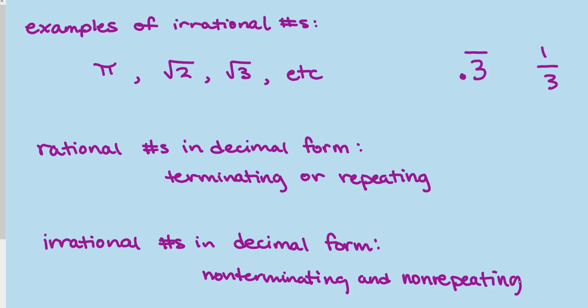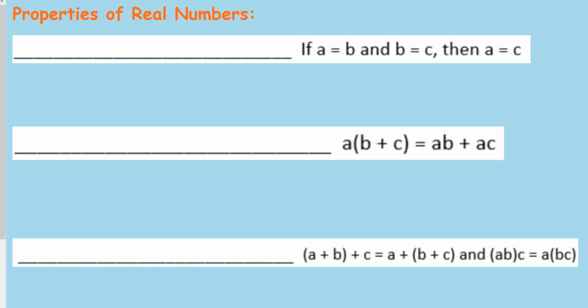Okay, let's move on to part 2 of our lesson. So we're looking at properties of real numbers, and I suspect that you're very familiar with some of this vocabulary, and there might be a couple of them that are new to you. So let's take a look at the general statement. If A equals B and B equals C, then A equals C. So that we know as the transitive property of equality.